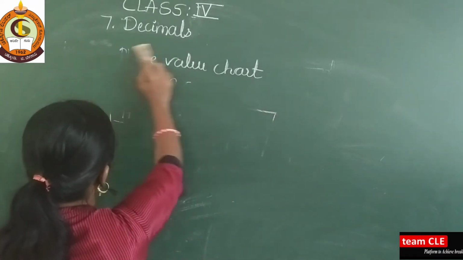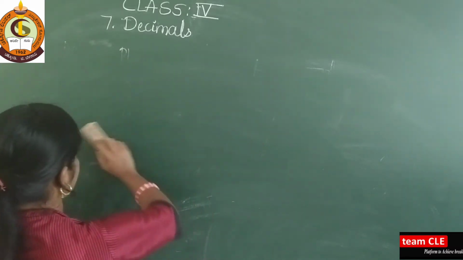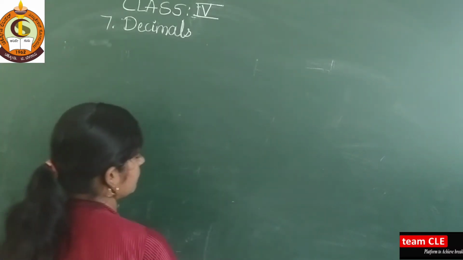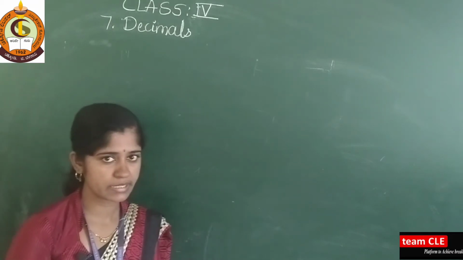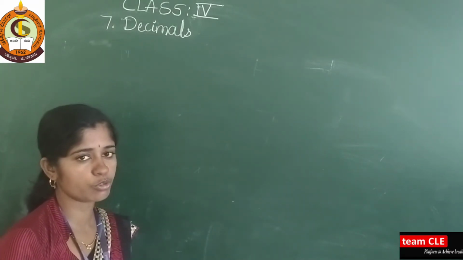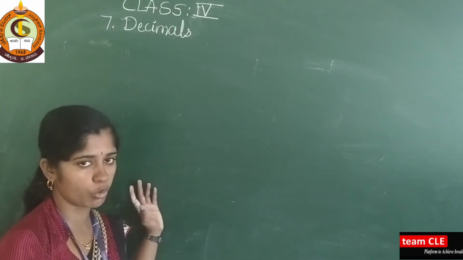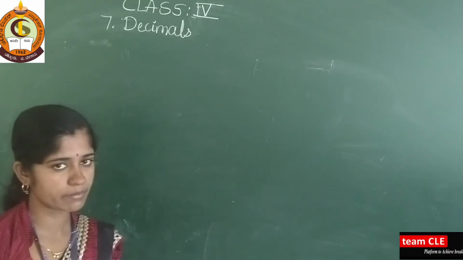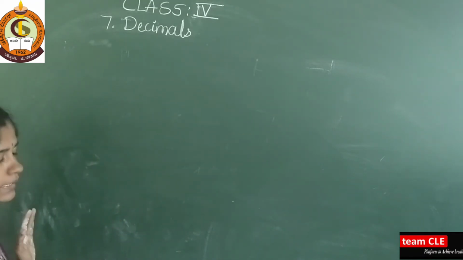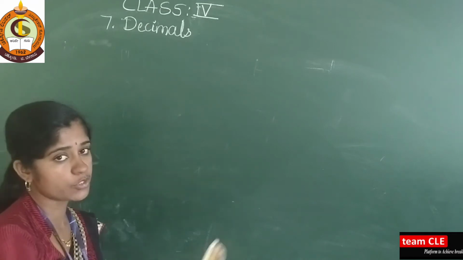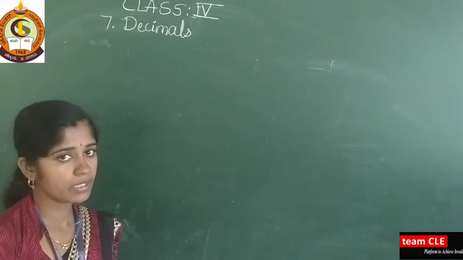I hope you understood what this decimal point is. A number having a decimal point is called a decimal number. Here also there is a place value chart. Already you know about the whole part. Here we are learning about the decimal part. As you move left, the value of the number increases. As you move right, the value of the number decreases.